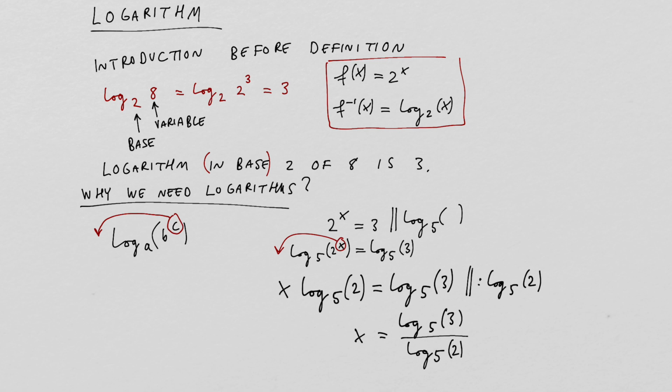Here it does not actually matter which base we use. We could have used the base 17, for example. We would have got the same result. So the point is that logarithms allow us to solve exponential equations.